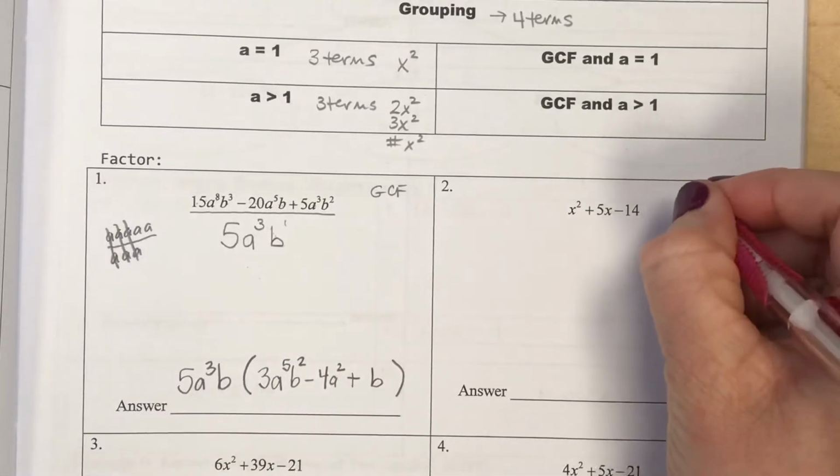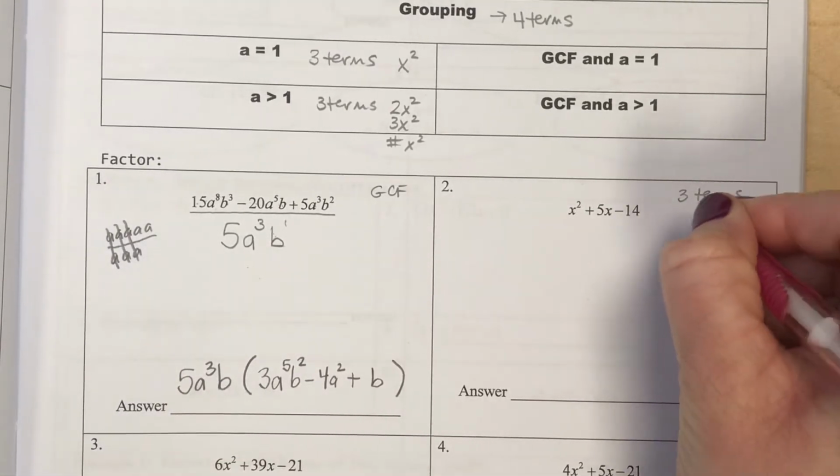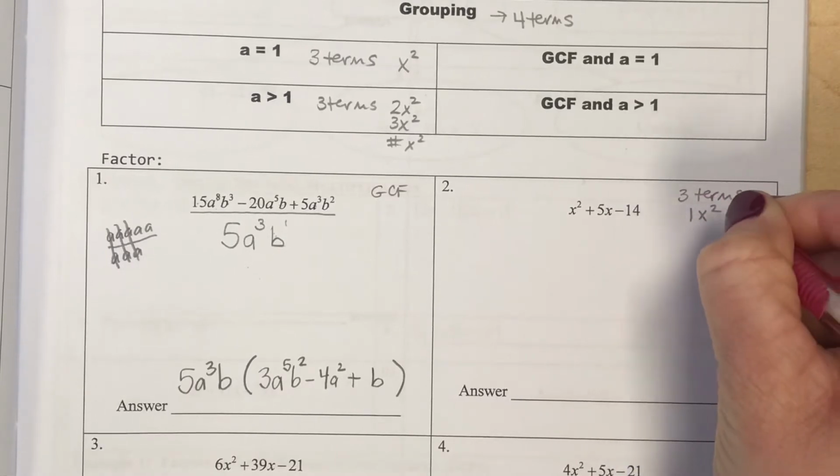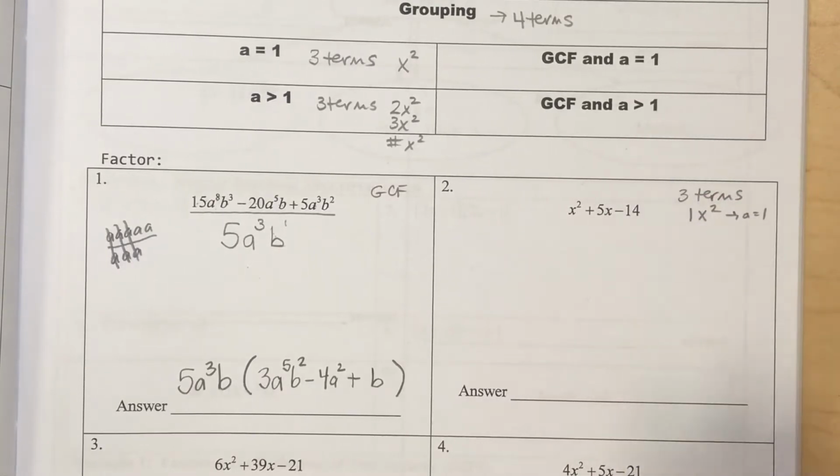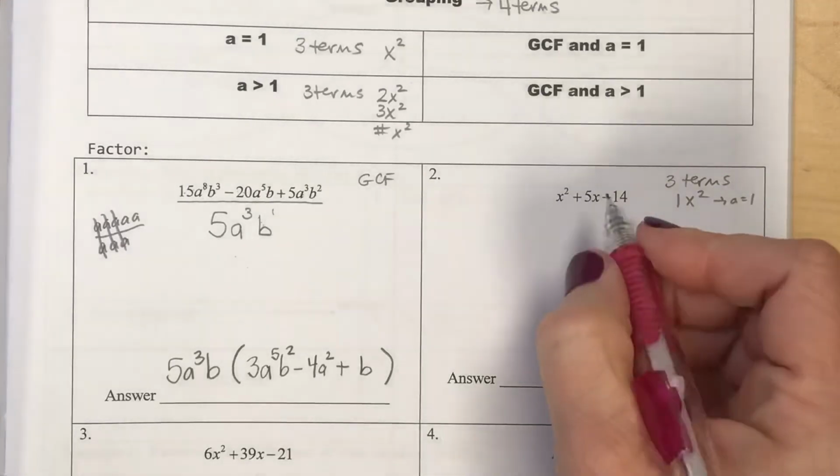Now for the next one here, I see 3 terms, and I see 1x squared, and so this is that one called a equals 1 factoring, and this is how you factor those.